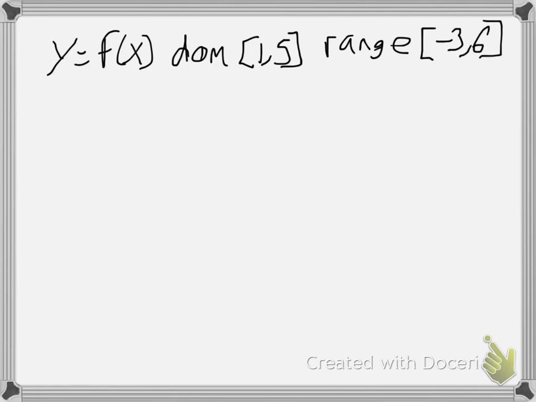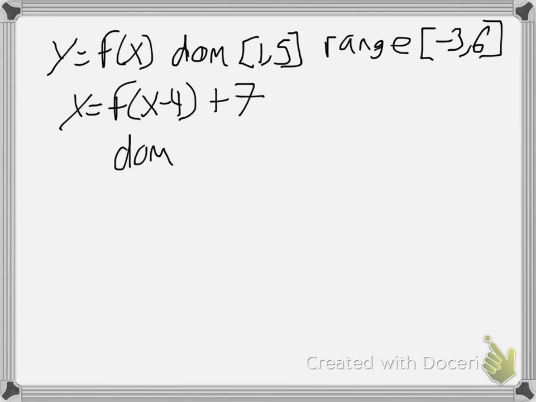Now let's say that we do something to this function. Let's say we do this: y equals f of x minus 4, plus 7. So what are we doing? We are moving this function to the right 4 and up 7. So what's our new domain going to be? Well, if I move it to the right 4, the 1 becomes a 5. What does the 5 become? That becomes 9, right? What does our range do?